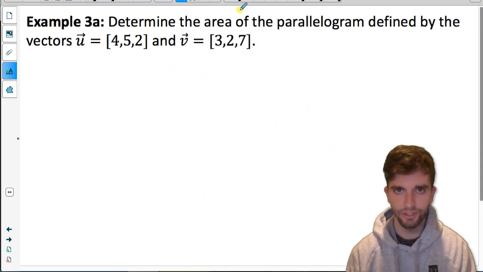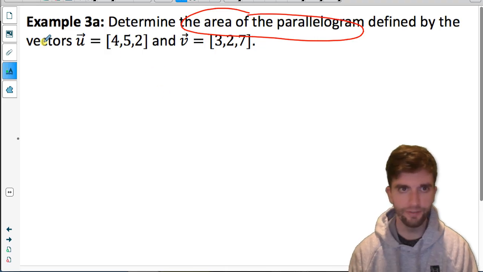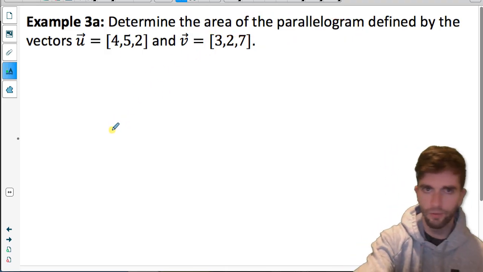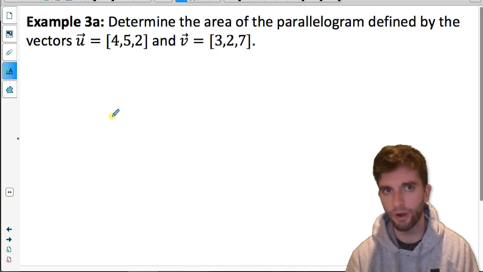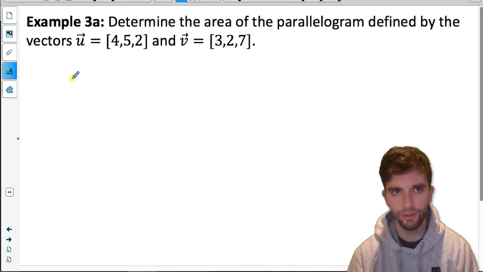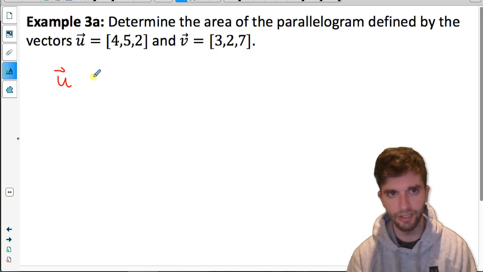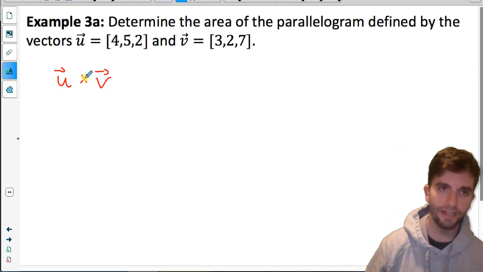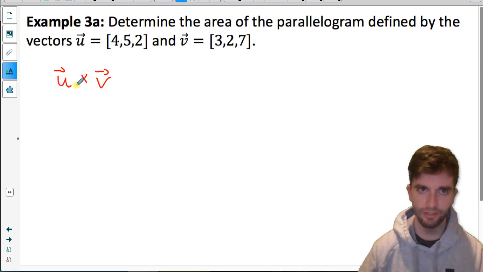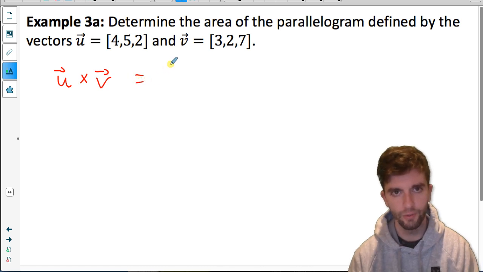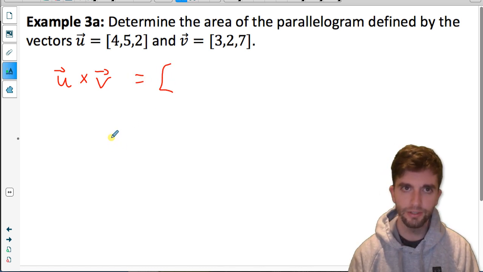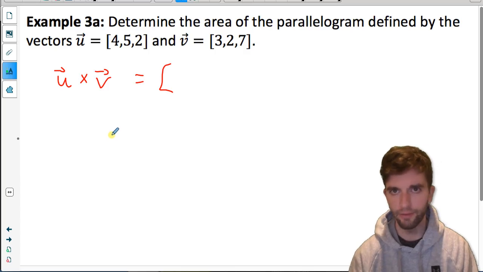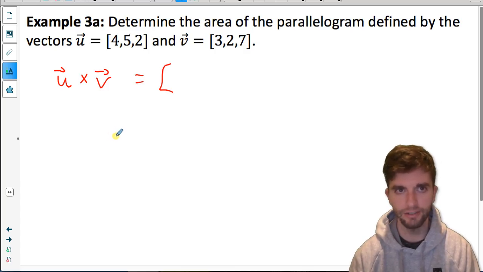Example 3 asks us to determine the area of the parallelogram defined by vectors u and v. Well, hopefully you remember that the area of the parallelogram is equal to the magnitude of the cross product of the vectors. So let's start by finding what u cross v is. It doesn't matter whether we do u cross v or v cross u here, because we're just finding its magnitude, so the direction doesn't actually matter. When we do u cross v, we're going to get a vector, and after we get that vector, we'll find its magnitude, and its magnitude will be the area of the parallelogram defined by those vectors.